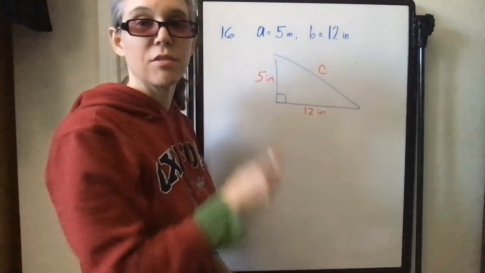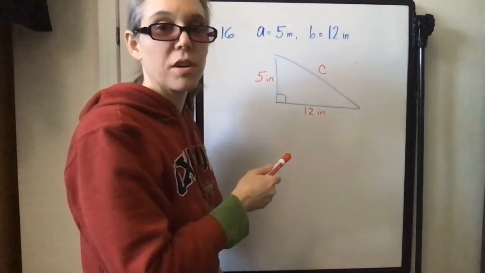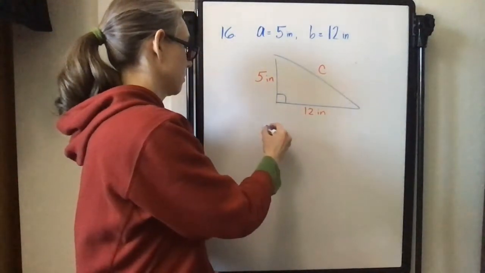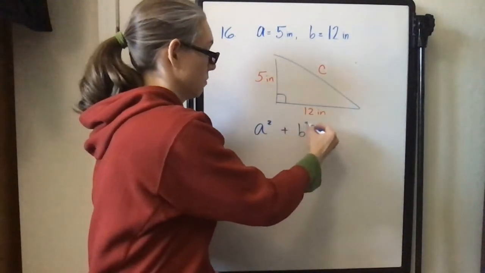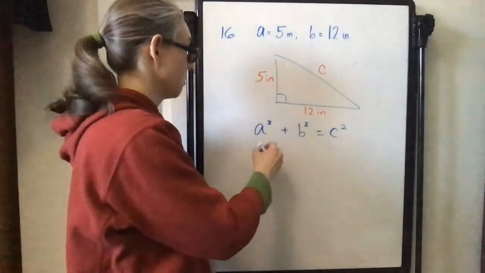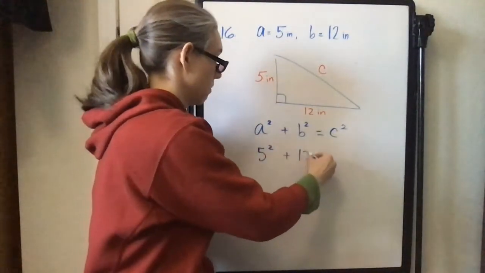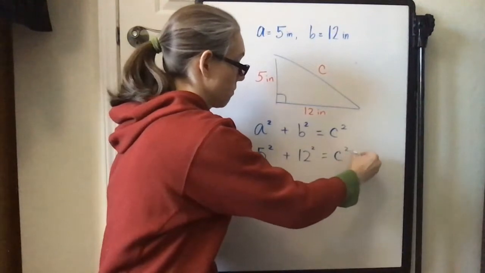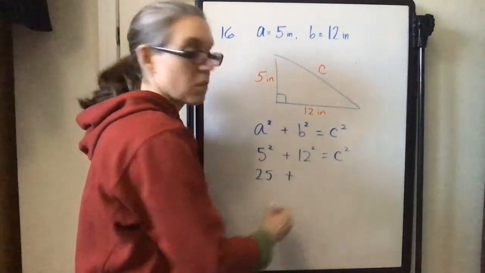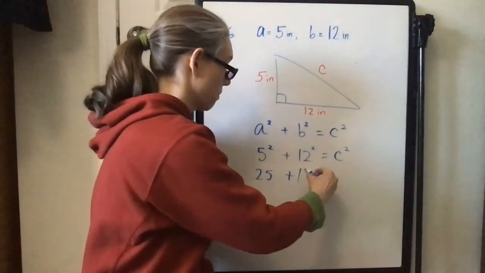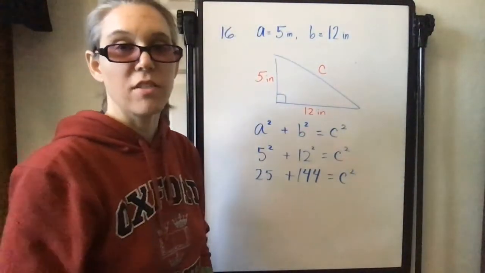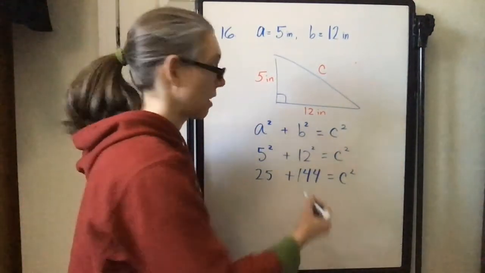We label the legs 5 inches and 12 inches, and now we are going to plug in a and b to the Pythagorean theorem. A squared plus b squared is equal to c squared. Then 5 squared is 25. 12 squared is 144. And when you add 25 and 144 together, you get 169.